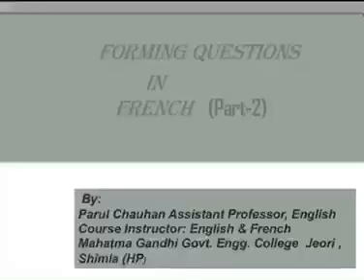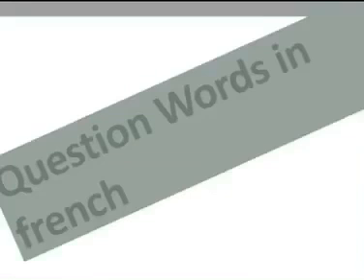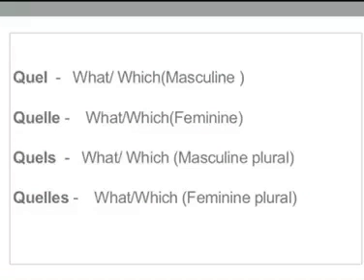In this video, we'll discuss how to form questions in French by using question words. In the previous video, we have already discussed how to form questions by using intonation, inversion and prefixing est-ce que. Now, as we all know, in English we use some specific terms, for example, what, how, when, why. Likewise, in French, we have some specific terms that are used to form interrogative sentences that we are going to discuss in this video. So let's begin.